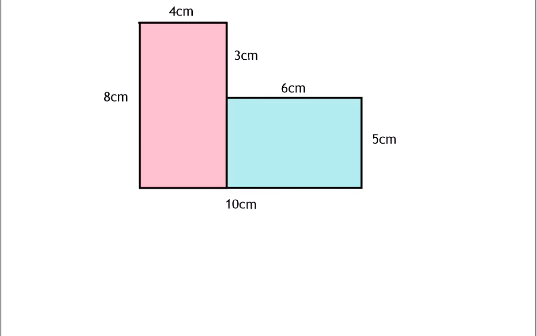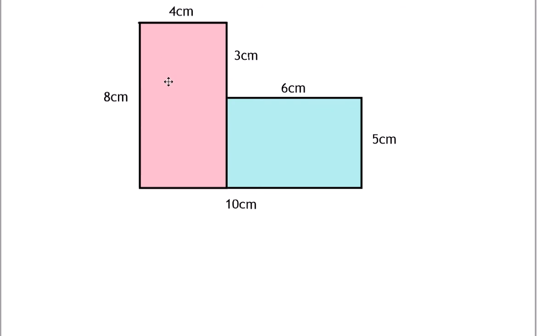Okay, if I colour them in, they look like that. To find the area of the whole shape, what I do is find the area of the pink rectangle and the area of the blue rectangle, and I add them together. Now then, you've got to pick the right numbers. We don't need all of these numbers.